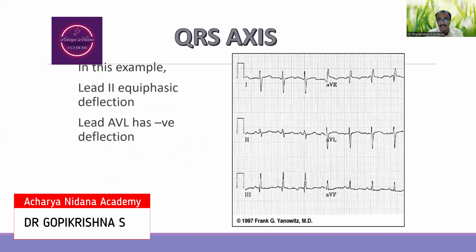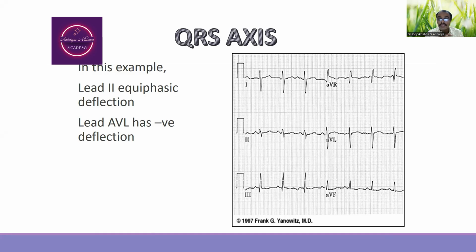In this particular example, lead AVL has a prominent negative deflection, and lead 2 has a biphasic deflection. So the electrical axis of this example will be plus 90 plus 150 degrees. That means it is a case of right axis deviation.